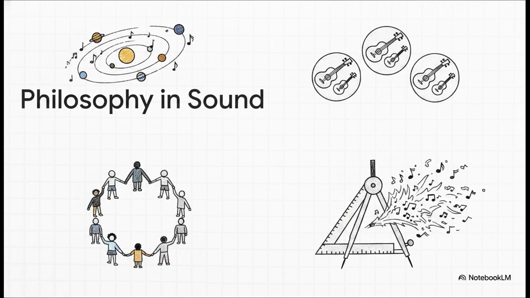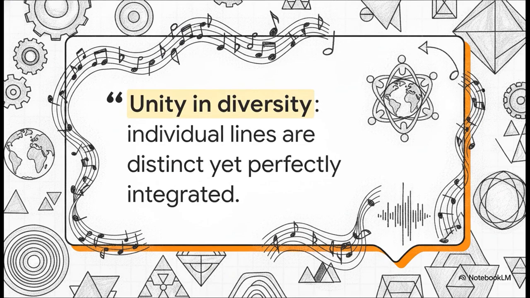It's deeply rooted in Lutheran notions of disciplined praise, but it aligns so beautifully with early Enlightenment ideals too. Honestly, the core takeaway of this entire masterpiece can be summarized in just 3 words: unity in diversity. The individual lines are distinct, yet they are perfectly integrated. They mirror ideals of society, faith, or the universe itself as a harmonious system.